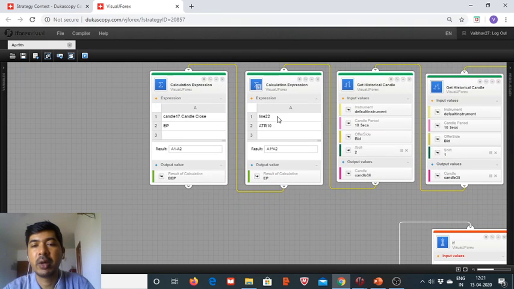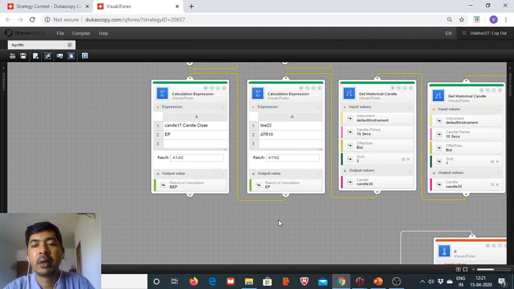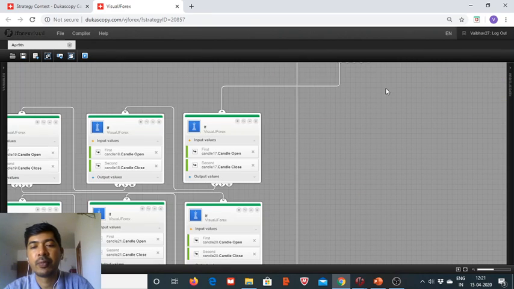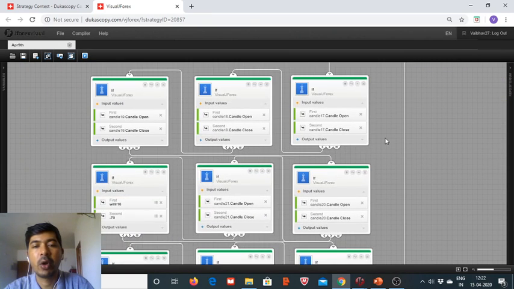So it's pretty simple. Then this is the ATR range, and here we have simply taken 10% of the ATR, which we will be deducting from the last candle's closing in case of a buy trade, and we will be adding it to the candle close for a sell trade. So here these are if condition blocks.